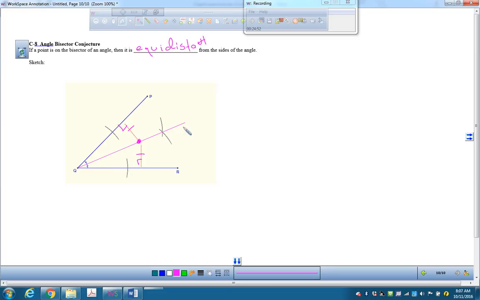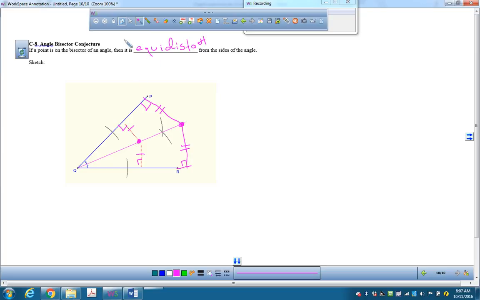Okay? So if I were to put a point here, what would have to be true about the distance from here to here and the distance from here to here? Those would have to be the same as well, right? So any point on the angle bisector is equidistant from the sides, okay? And see, that's it.